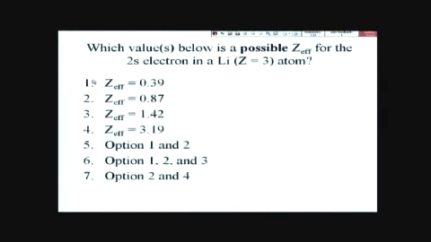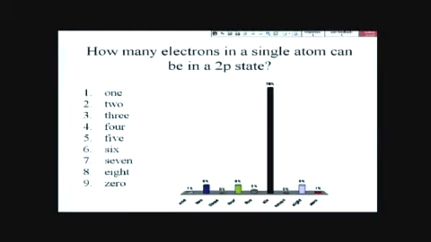All right, so this is a question that you saw on your problem set. How many electrons would we expect to see in a single atom in the 2p state? Let's see what you said here. 6, and the correct answer is in fact 6. And most of you got that, about 75% of you got that right.